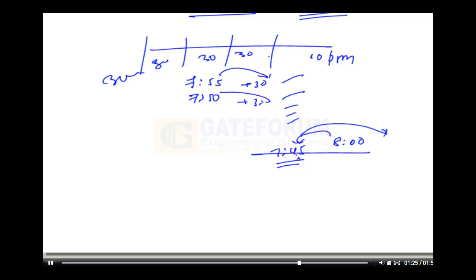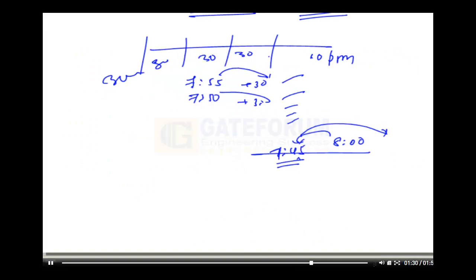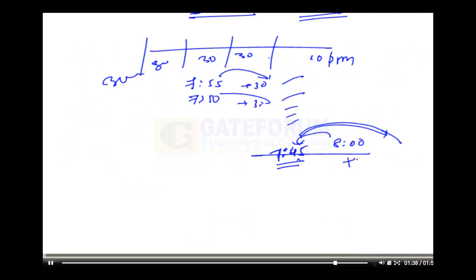Now let us combine both statements 1 and 2. We know that at 7:45 a bus left, and by using statement 1 we also know that for every 30 minutes there is a bus. So after 30 more minutes there will be a bus, which will be at 8:15. So Harish can take this 8:15 bus. So the answer is option C.